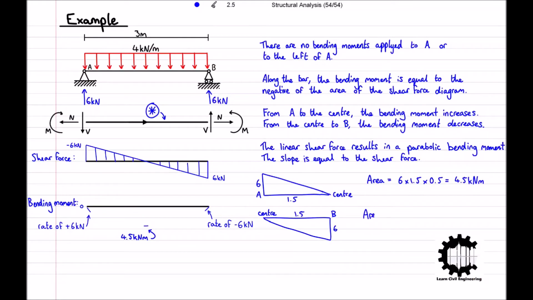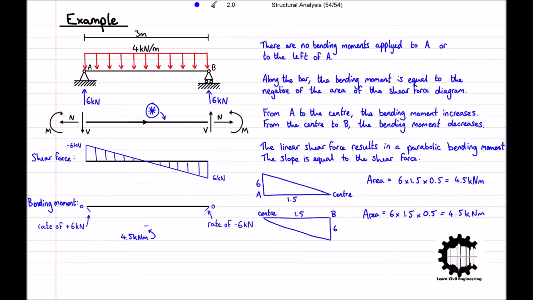Applying the same process, the area of the shear force diagram between the centre of the bar and point B is equal to 6 times 1.5 times 1/2, which again equals 4.5 kilonewton meters. Now we can subtract this from the bending moment at the centre of the bar to get the bending moment at point B, which equals 4.5 minus 4.5, which equals 0.